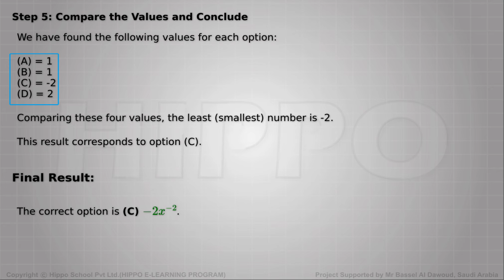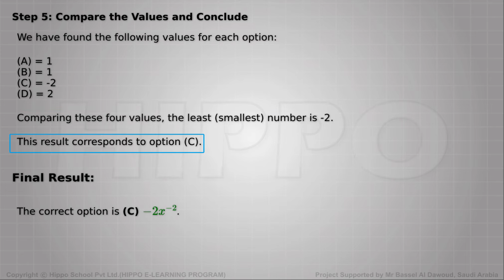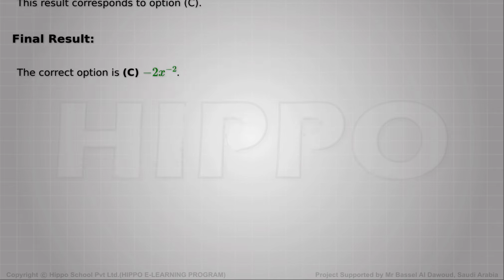The question asks for the least value. Looking at the numbers 1, 1, -2, and 2, the smallest number is clearly -2. This value came from option C. Therefore, our final answer is option C. The expression -2 times x to the power of -2 is the one with the least value.